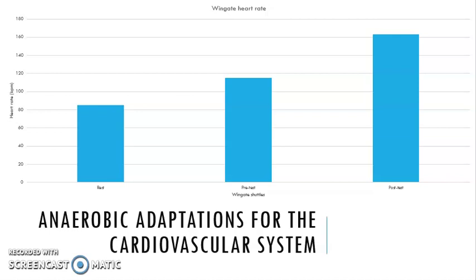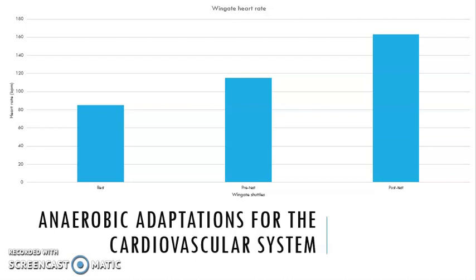This graph shows us the heart rate before and after a 20-second anaerobic Wingate test. We know that this athlete was a 16-year-old, meaning that their maximum heart rate was 204 BPM, and that their resting was 85, meaning that they have a heart rate range of 119.